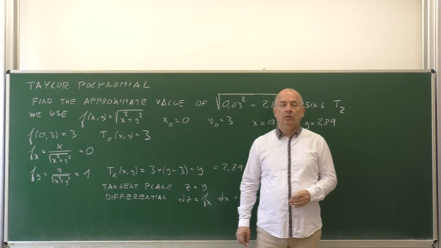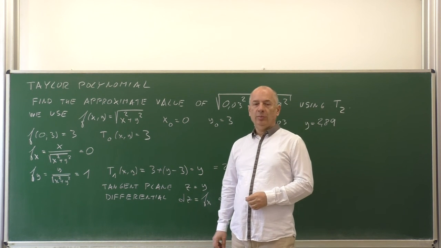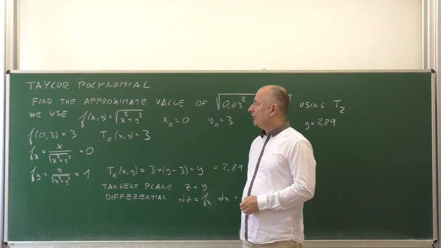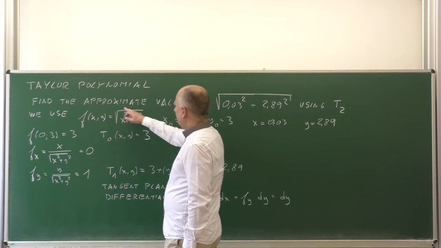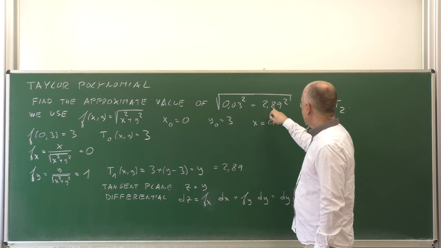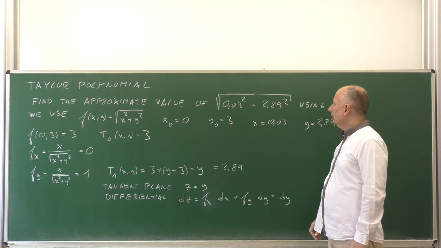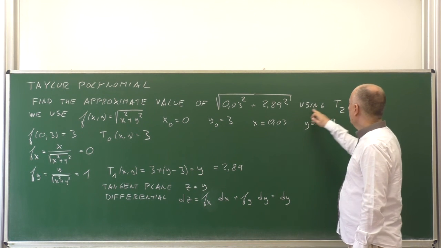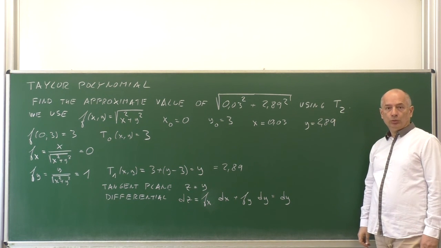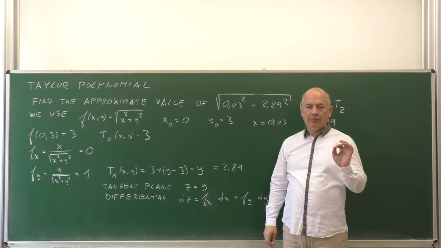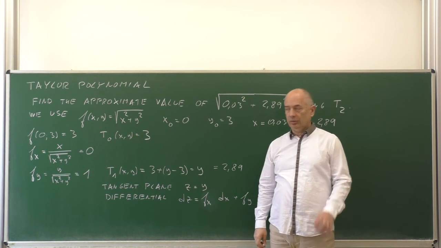In this section, we want to practice Taylor polynomial for a function of two variables using the following exercise. Find the approximate value of this number, square root of 0.03 squared plus 2.89 squared, using Taylor polynomial of order 2. At this point, we must choose a good function and a good point.